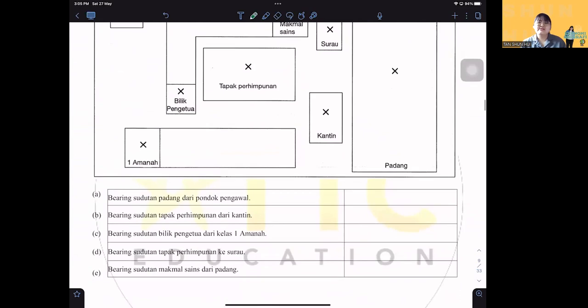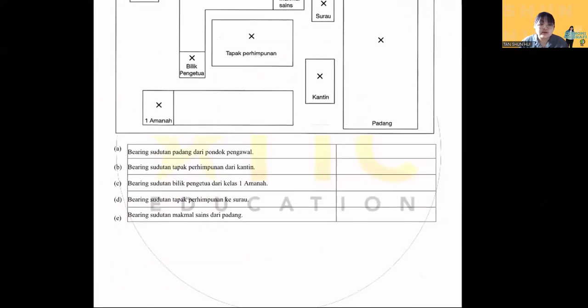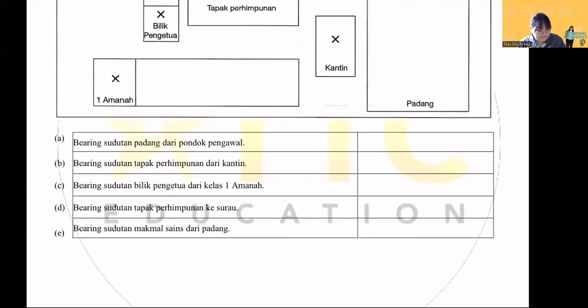Like this question, they ask you to do bearing sudut. Let's read the question. They said, bearing sudut padang dari pondok pengawal. When you see the word dari, what's dari? From. From this area means this is my titik rujukan. So how am I going to measure now? This is where I need to use the protractor already.